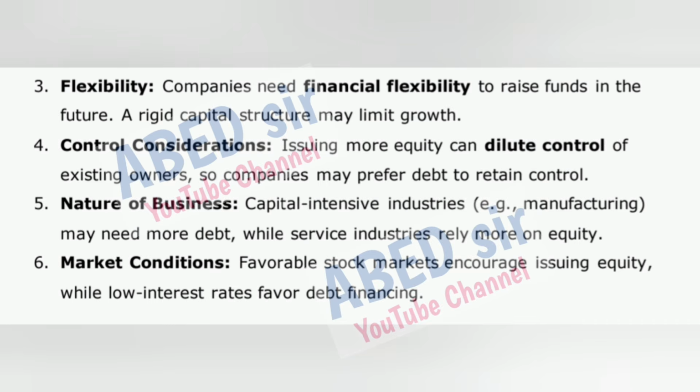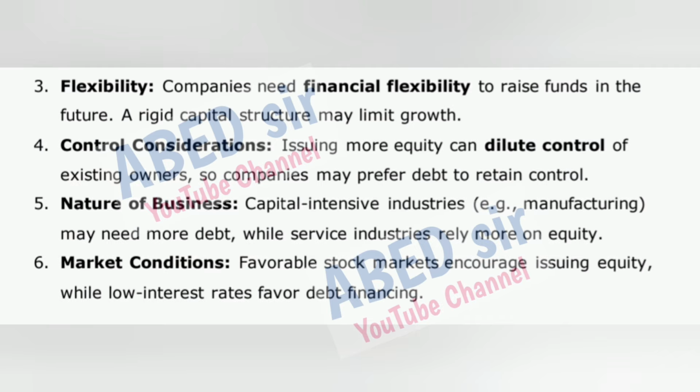3. Flexibility. Companies need financial flexibility to raise funds in the future. A rigid capital structure may limit growth. 4. Control considerations. Issuing more equity can dilute control of existing owners, so companies may prefer debt to retain control. 5. Nature of business. Capital-intensive industries, for example manufacturing, may need more debt, while service industries rely more on equity.